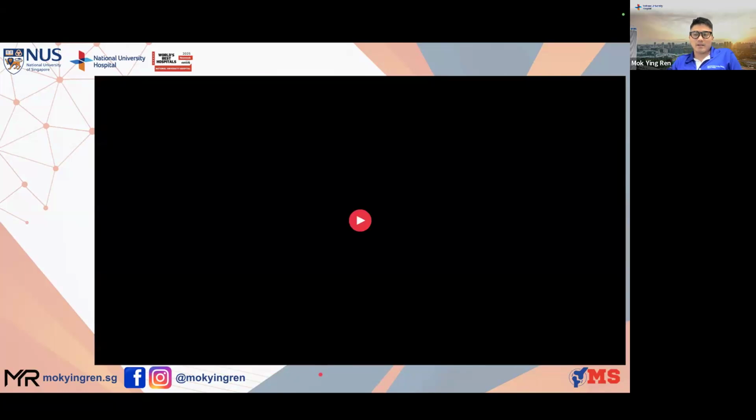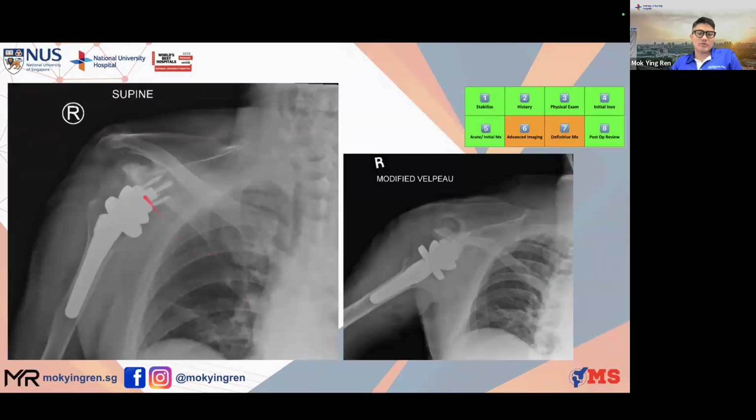So that was done. And eventually, the decision is for definitive management. If non-operative management fails, which should be a replacement surgery. In this case, a reverse total shoulder arthroplasty was carried out. You can see the reverse relationship: the glenoid is now round, while the humerus is now concave. So this is a reverse total shoulder replacement, both on the AP as well as a Velpeau view.